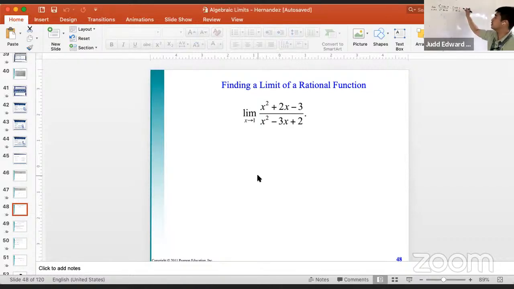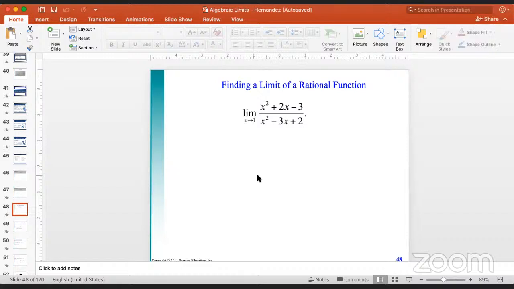What happens? 1 squared is 1. 2 times 1 is 2, minus 3. Over 1 squared is 1, negative 3 times 1 is negative 3, plus 2. 1 plus 2 is 3. 3 minus 3 is 0, over 1 minus 3 is negative 2. Negative 2 plus 2 is, what is negative 2 plus 2? 0. So it is 0 over 0.